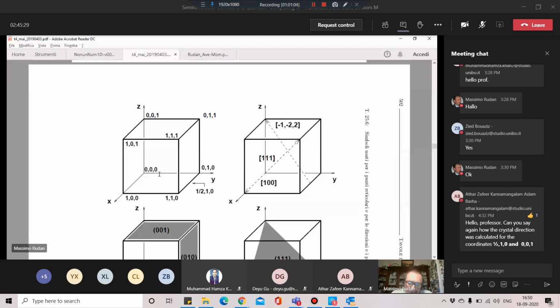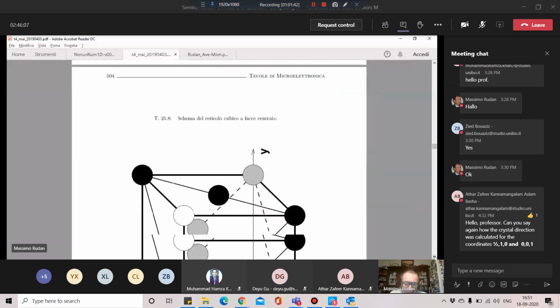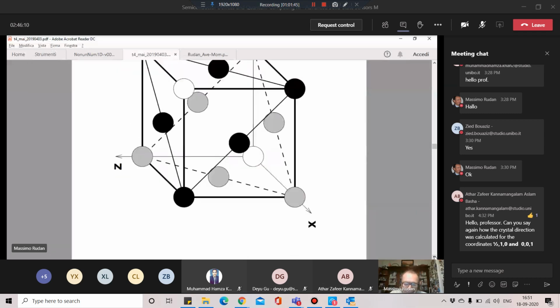We can do it also, as you remember, for the scaled reciprocal lattice. And in particular, you remember that the Wigner and Zeiss cell of the reciprocal scaled lattice centered in the origin is called the first Brillouin zone. So what is the form of the first Brillouin zone for a cubic lattice like that of silicon? The form is like this.